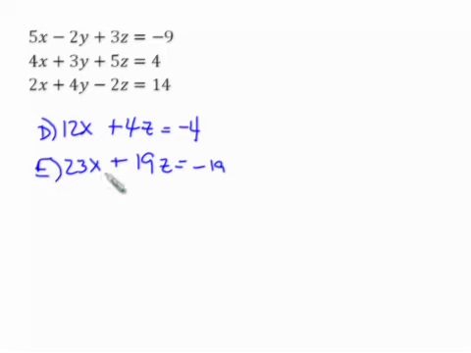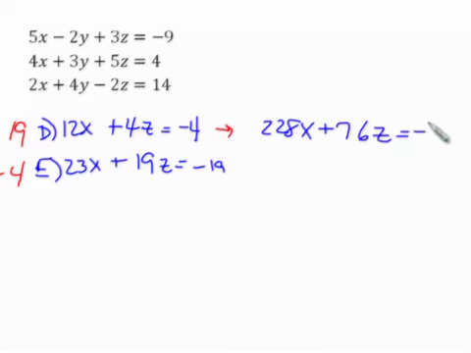Looking at D and E, they don't have any factors in common, so we'll have to use a 4 times a 19. If I take D times 19 and E times negative 4, I'll be able to get rid of z. So D's new equation looks like 228x plus 76z equals negative 76. And E's new equation, after multiplying through by negative 4, looks like negative 92x minus 76z, so our z's will drop out. But on the other side, we also happen to have a positive 76.